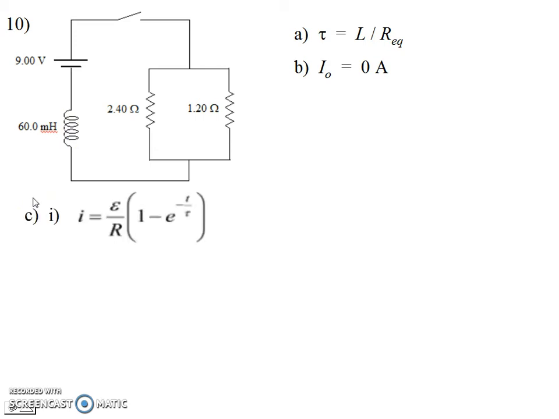Part C, part 1, we're just using this equation we just developed here, where EMF over R is the initial current. So you just put it in, get 2.63 amps, nothing fancy. For part 2, there's actually two different ways to do it.